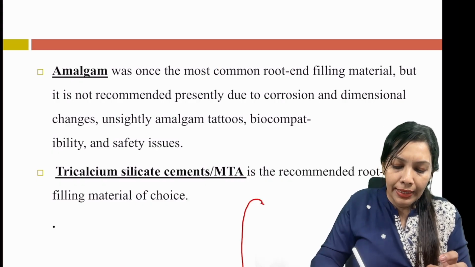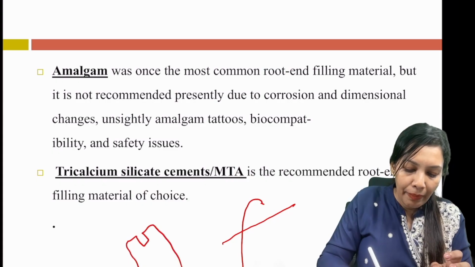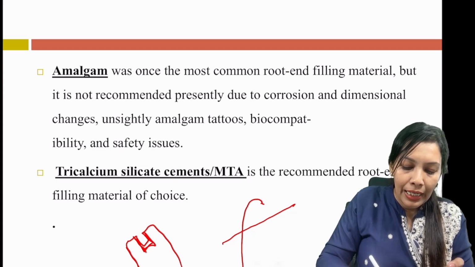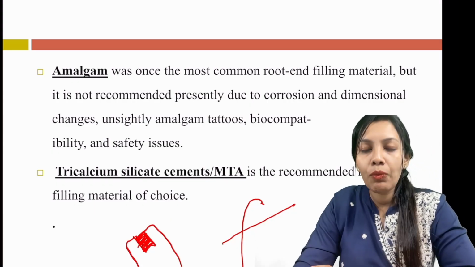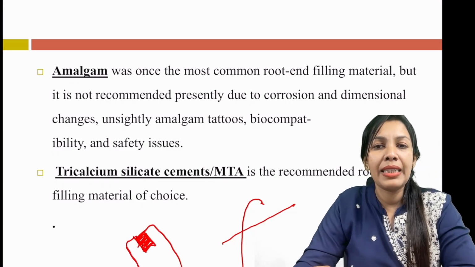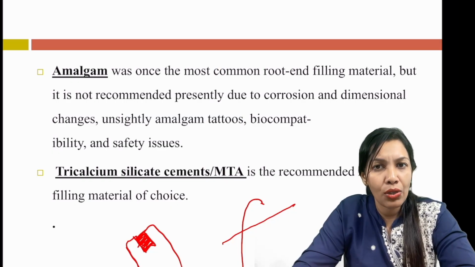Now, as I said, we have cut that surface. Now the root is like this. We have made a cavity preparation like this, and we need to fill that. In early times we used amalgam. Even though amalgam was dimensionally stable, the problem was that there is a chance of discoloration of the tissue called amalgam tattoo, and there are also corrosion products, safety issues, etc. So nowadays amalgam is not used.